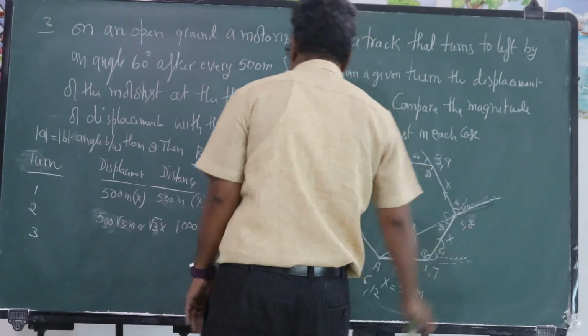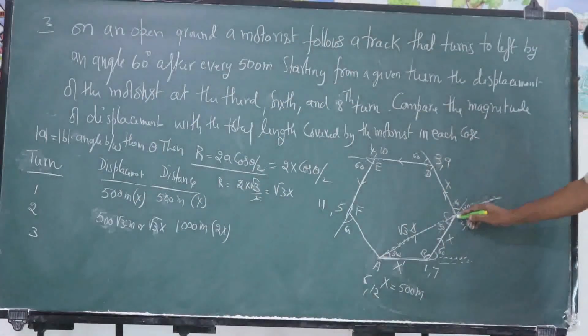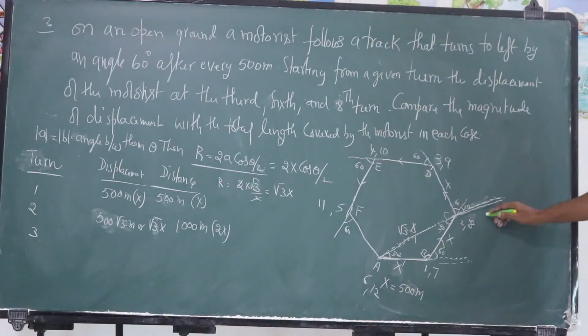So you have to add these two. I will show here how I am adding these two vectors. One has magnitude root 3x, the other has magnitude x. The angle between them is 90. So how can we add?